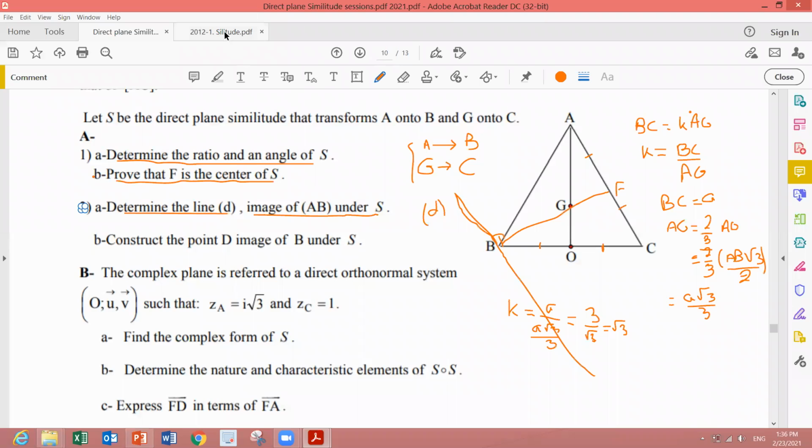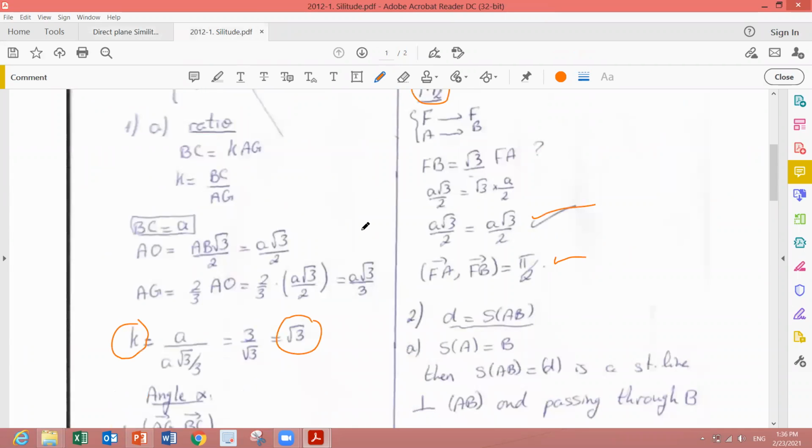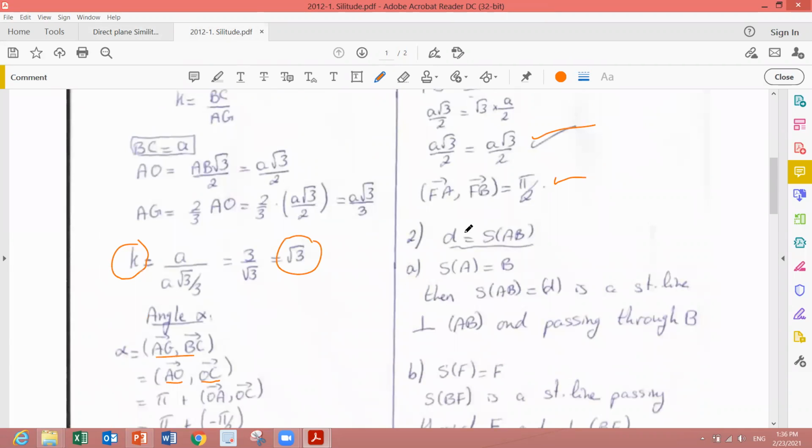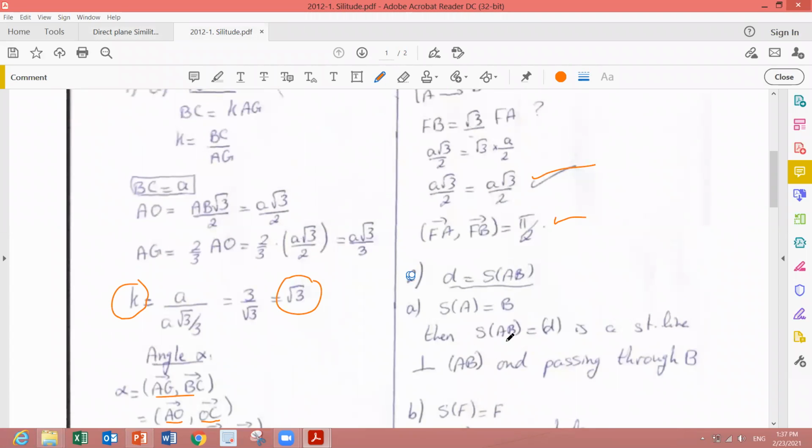So how to write it? I need to find D equal S of AB. S of A equals B, then S of AB equals D, a straight line perpendicular to AB and passing through B.